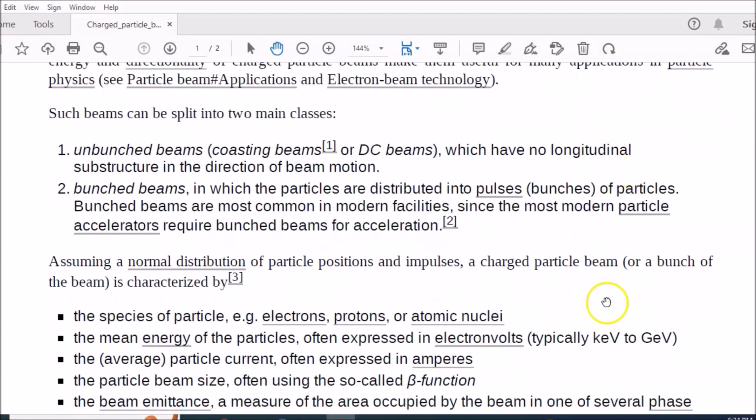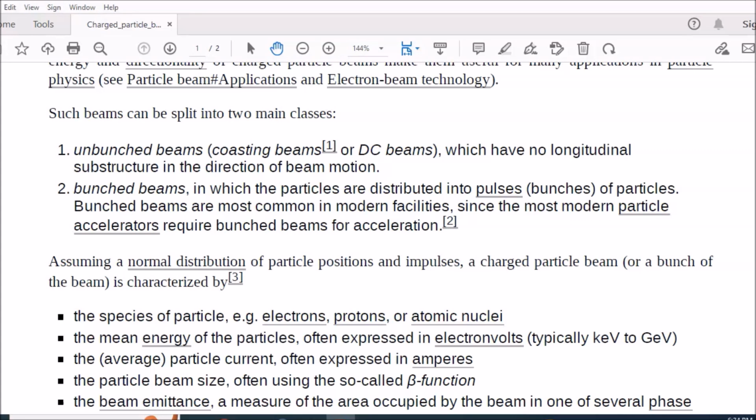Such beams can be split into two main classes. Number 1, unbunched beams, coasting beams, or DC beams, which have no longitudinal substructure in the direction of beam motion. Number 2, bunch beams, in which the particles are distributed into pulses, bunches of particles. Bunch beams are most common in modern facilities since most modern particle accelerators require bunch beams for acceleration.